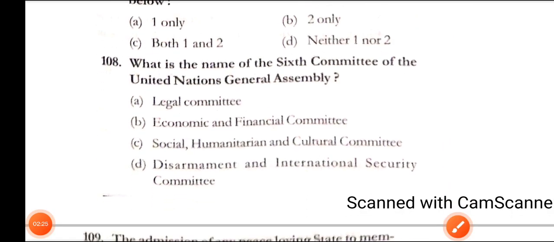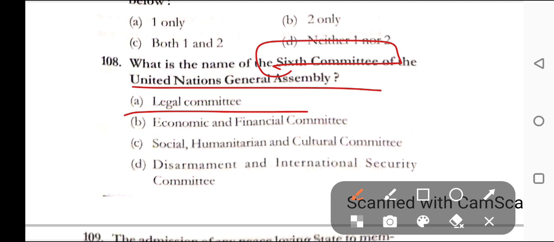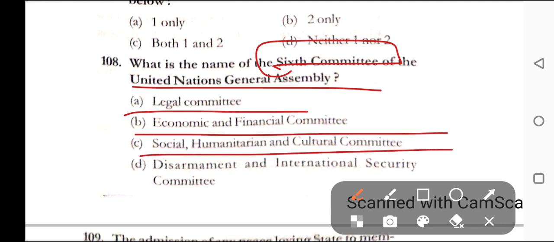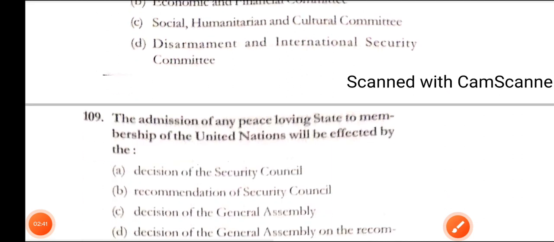Question number 108. What is the name of the 6th committee of the United Nations General Assembly? Option A, Legal Committee, option B, Economic and Financial Committee, C, Social, Humanitarian and Cultural Committee, D, Disarmament and International Security Committee. Correct answer here is option A, that is Legal Committee.